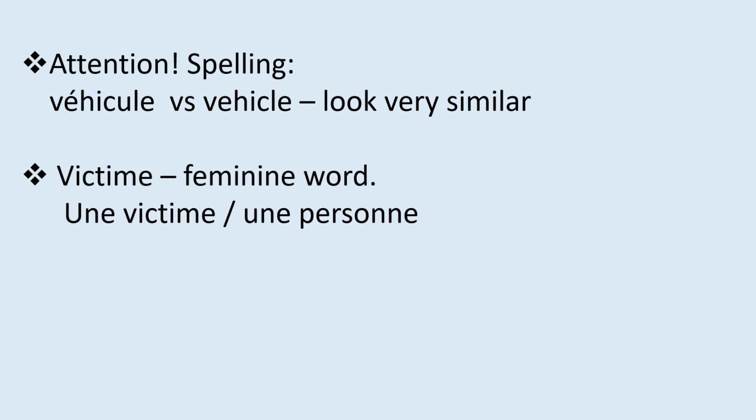The next point, and I'm going to say it again, the word victime is a feminine word, even though you talk about a man. Whatever you're going to be using in terms of adjectives or agreement with to be will have to be in the feminine form. And the same for une personne. When we talk about une personne, it could be a man, but everything would be in the feminine form.